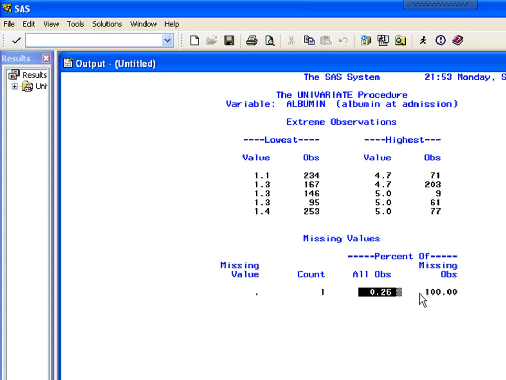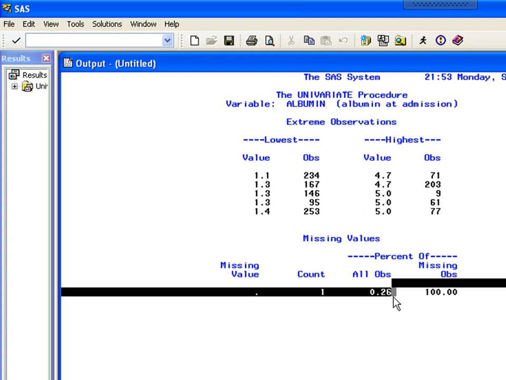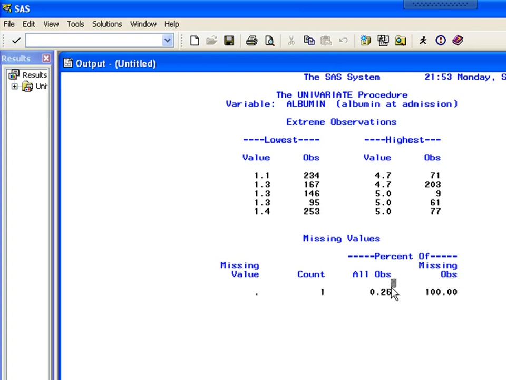Okay? And this number is pretty silly. You can denote missing values with different symbols, and if there were different symbols, this last percentage would be telling you what percent of the missing values were periods, what percent were other symbols that you might use. We've only got periods here for missing values. That's the default anyway for SAS. And so 100% of the observations that were missing were represented with periods. Usually this last number is not all that useful. But it is interesting to know that we've got 0.26% of the observations missing for albumin.